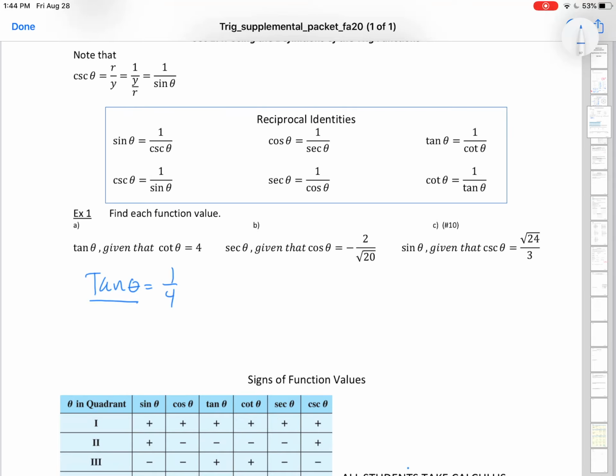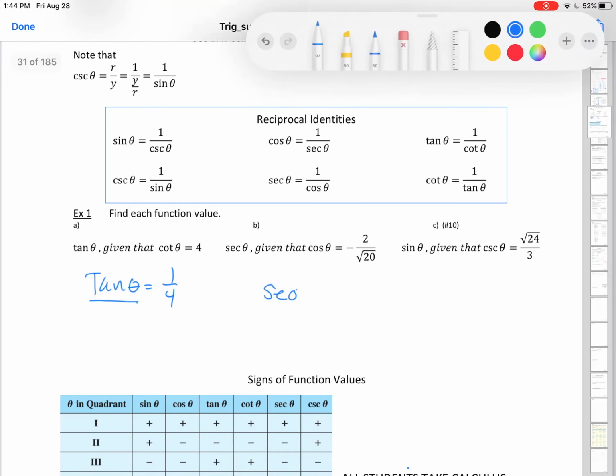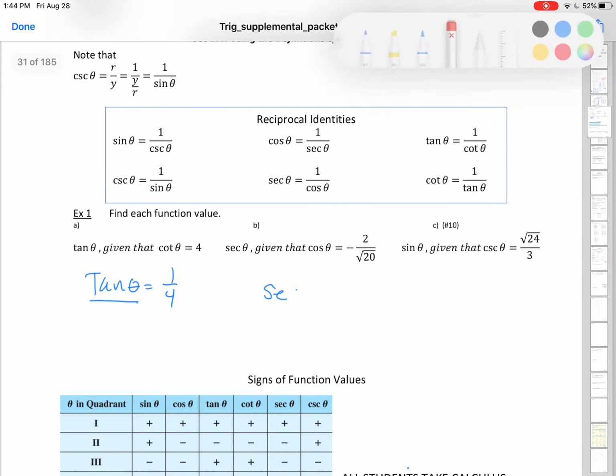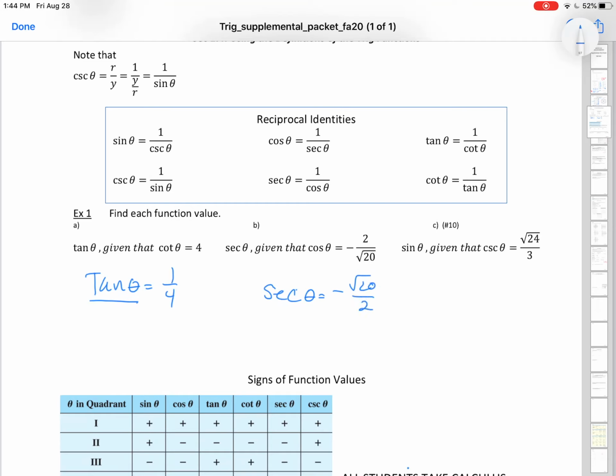Find secant theta, given that cosine theta is 2 over root 20. So secant theta, let me get the C in there a little bit better. Secant theta is going to be negative root 20 over 2. And then they want us to find sine theta given that cosecant theta is root 24 over 3. Well, no problem. Sine's going to be the flip of that. And it's typically sine that you find and then find the cosecant by flipping. But they're reversing on us because they can.